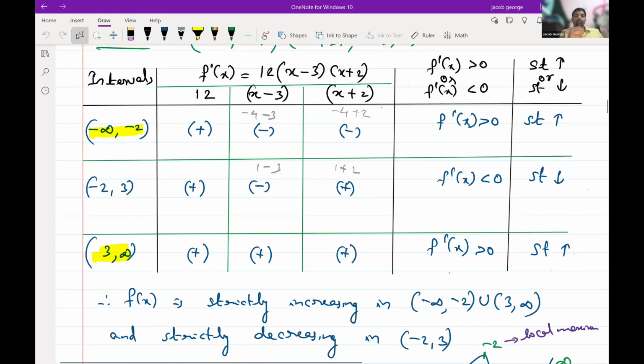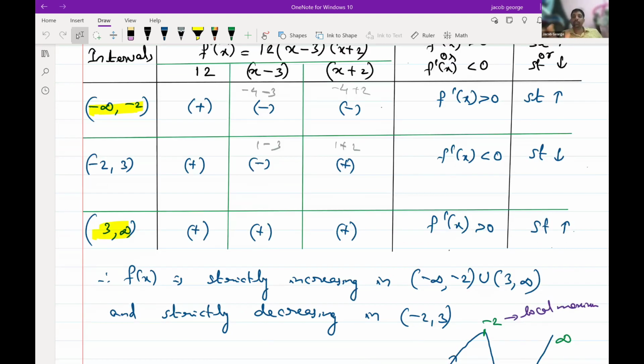Then we write the conclusion like this. Strictly increasing in two intervals means we combine them by union, and strictly decreasing in the other one, -2 to 3. All of you understood? Is that clear, children? Yes, sir.